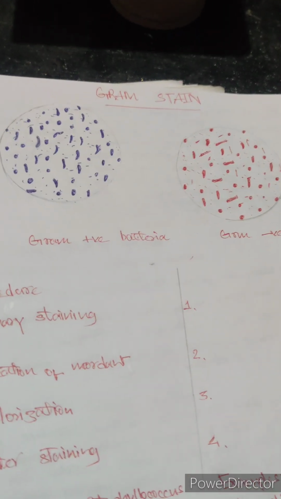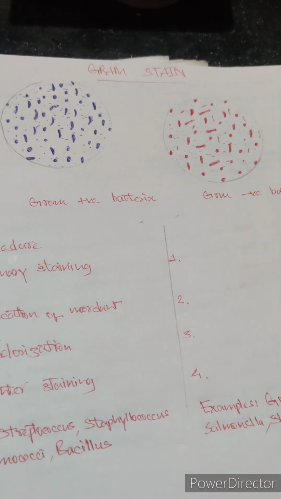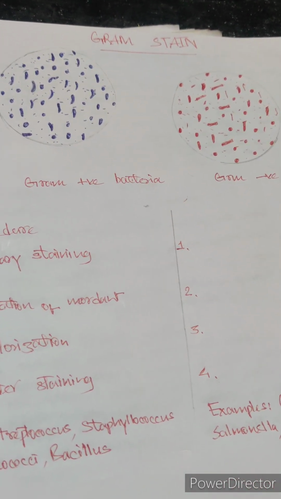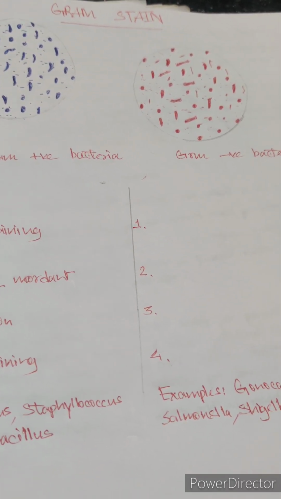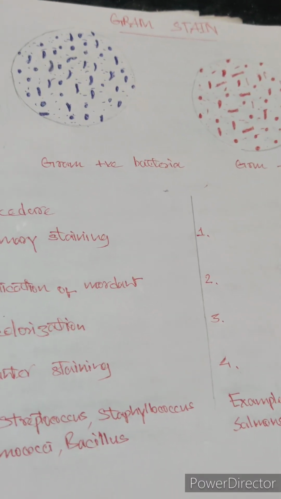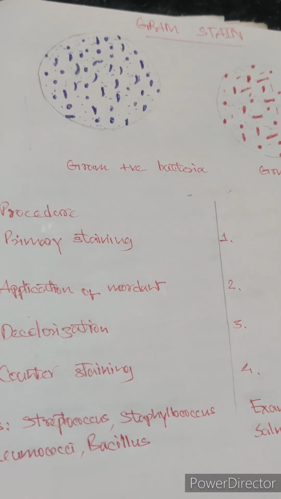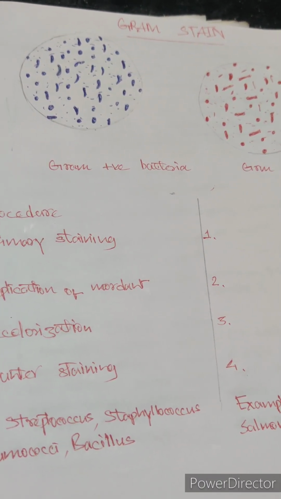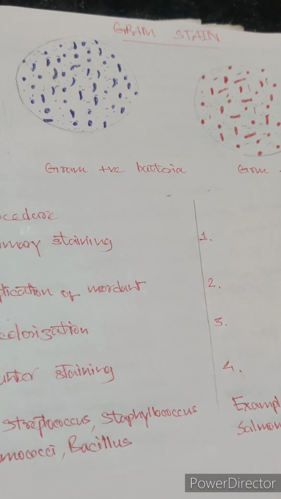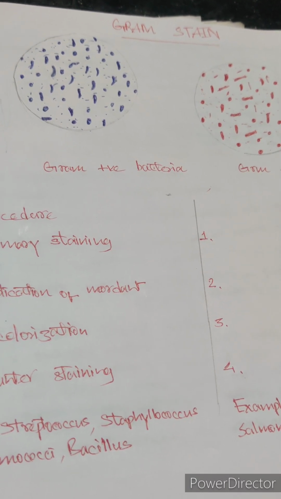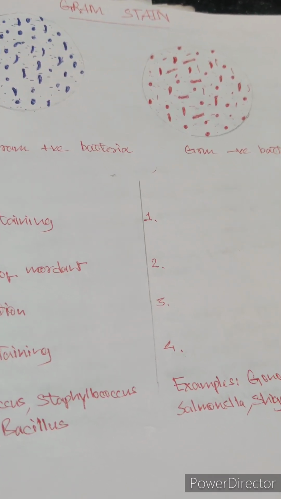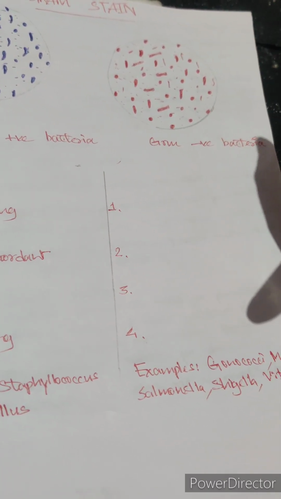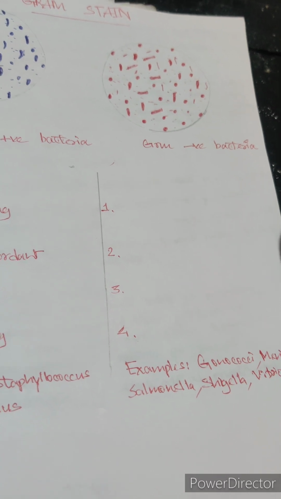As you can see, I have made two illustrations, or pictures. One is gram positive bacteria and the second one is the gram negative bacteria. Gram positive bacteria, when we observe them, appear purple in color, while the gram negative bacteria appear pink in color.